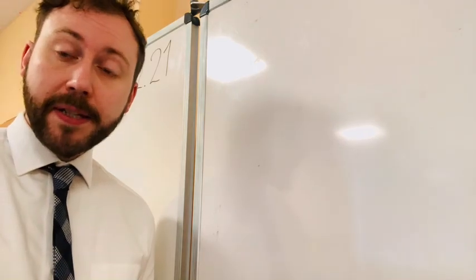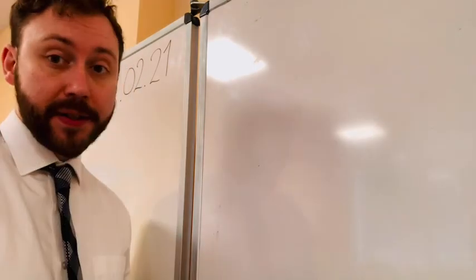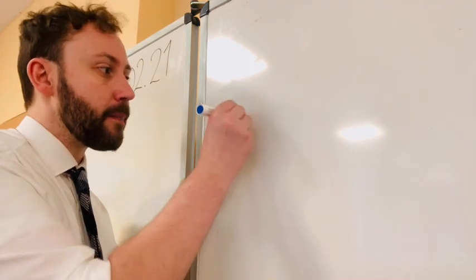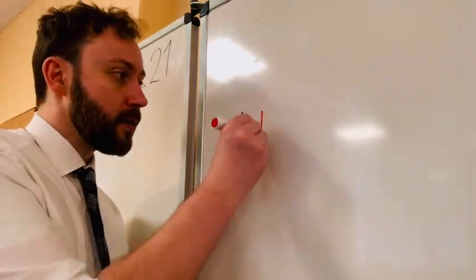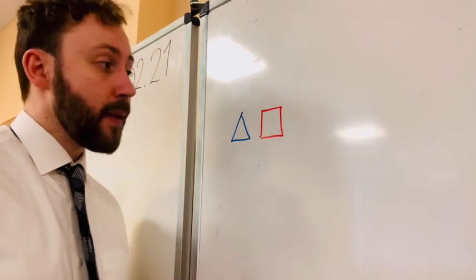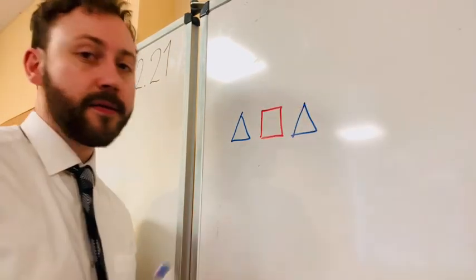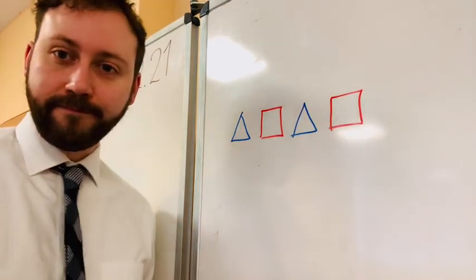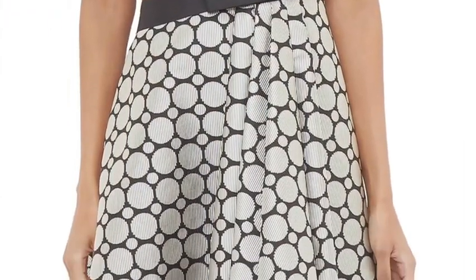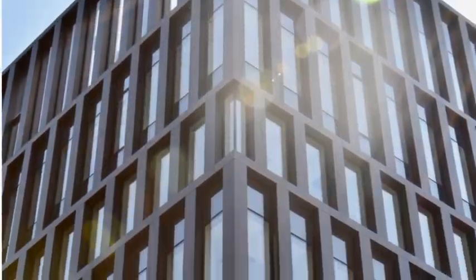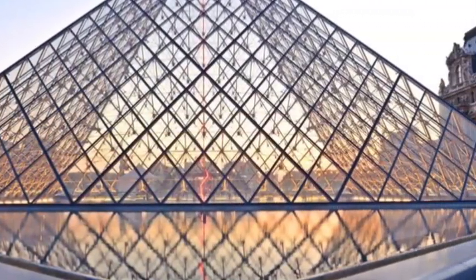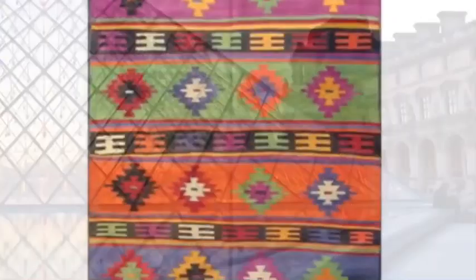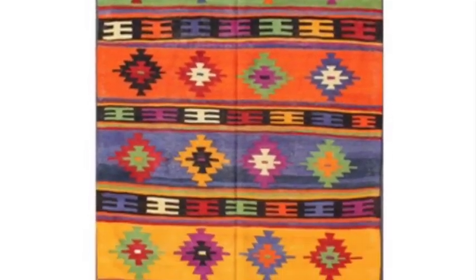We use shapes to make repeating patterns. So we can have a blue triangle, a red square. Blue triangle, red square, and so on. In clothes and on buildings, as in many different things, there are patterns. Some of these patterns are very complicated.